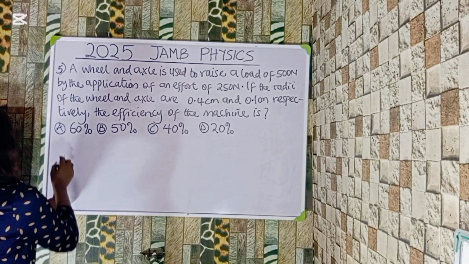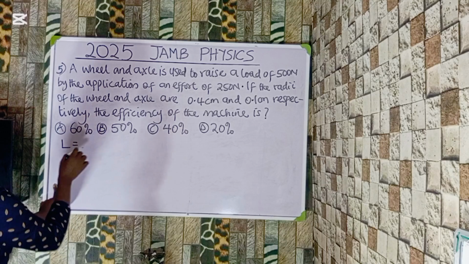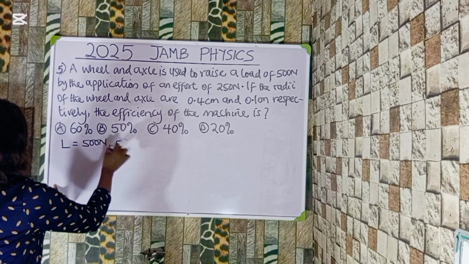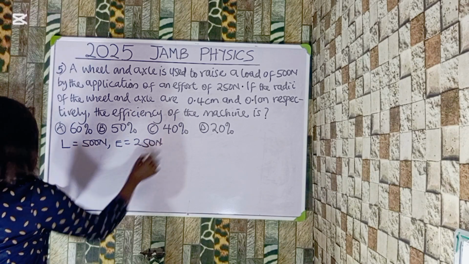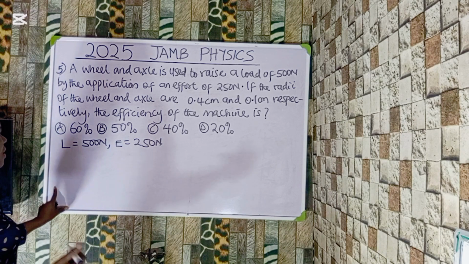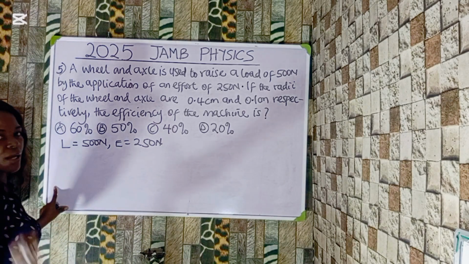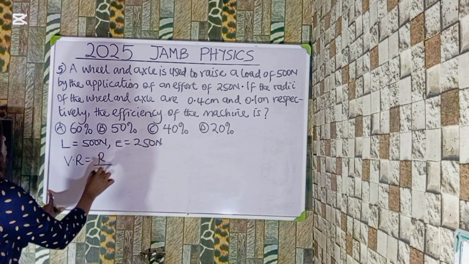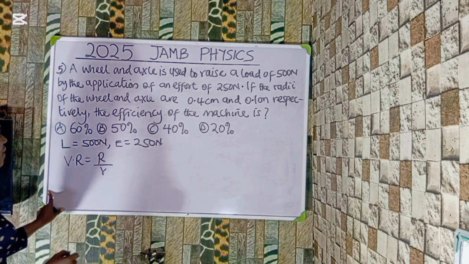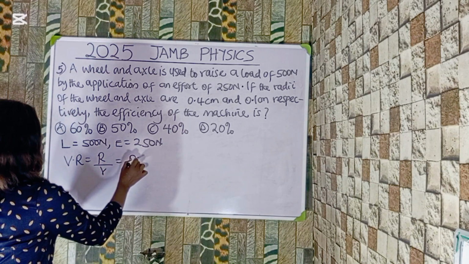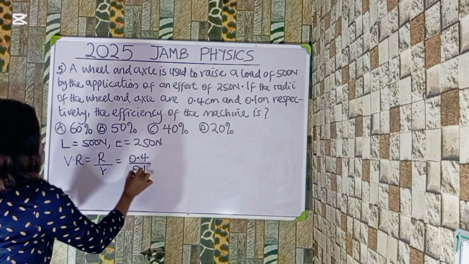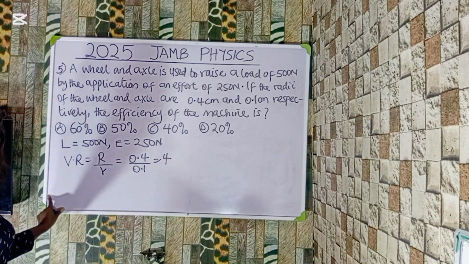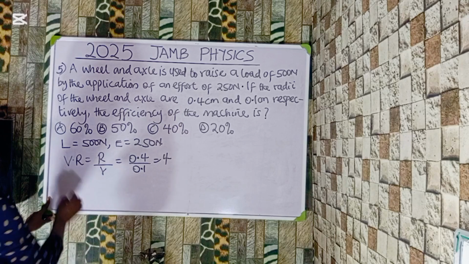Alright, so let's go. Our load L is 500 Newton. Then by the application of effort, E is 250 Newton, right? Now if the radii of the wheel and axle, remember for a wheel and axle machine, the velocity ratio is equal to the radius of the wheel over the radius of the axle. From the question, the radius of the wheel is 0.4 divided by 0.1. So by the time you divide, you're going to get the velocity ratio to be 4.